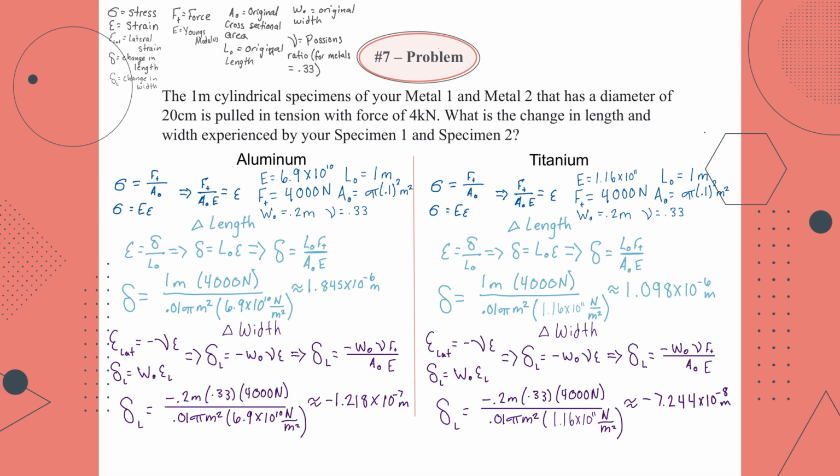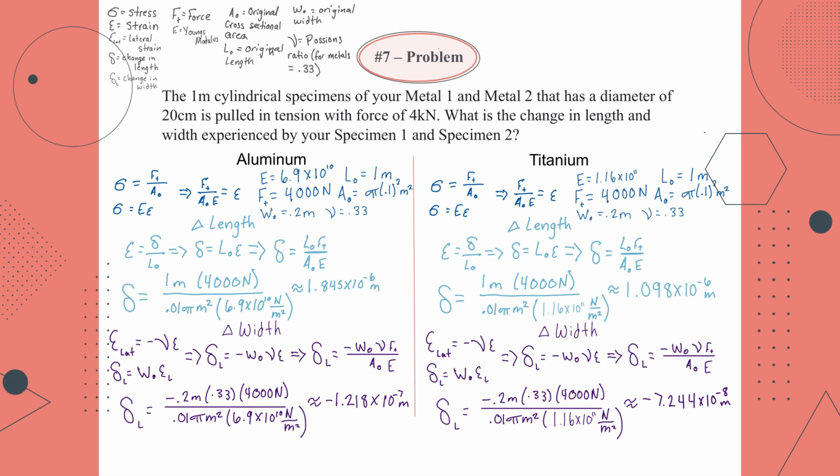Now let's move on to our titanium specimen. We've already derived the formulas for change in length and width, so the only thing that we need to do differently for this sample is use Young's modulus for titanium everywhere that we use Young's modulus for aluminum in our previous sample. So if we look at change in length for our titanium sample using 1.16 times 10 to the 11th as Young's modulus for titanium, we can get change in length to be 1.098 times 10 to the negative 6 meters.